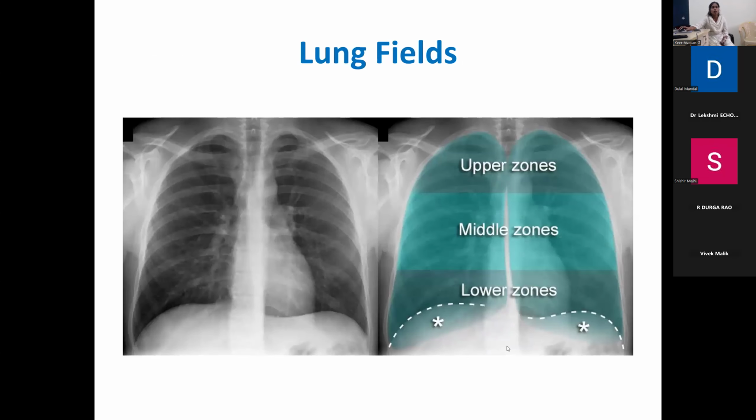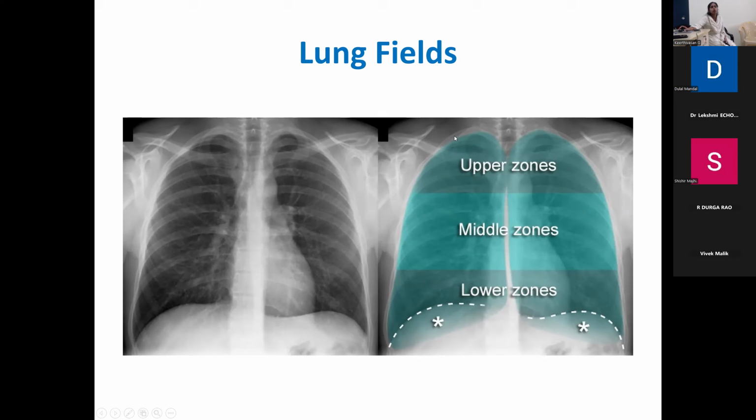And then you come to the lung fields. Never say there is an opacity in the upper lobe or an opacity in the right middle lobe. Never use lobes on a chest X-ray. There are only a few scenarios where you can use lobes, but mostly when you interpret X-rays, you have to always use zones. You have to divide the X-rays into upper zone, middle zone, and lower zones.